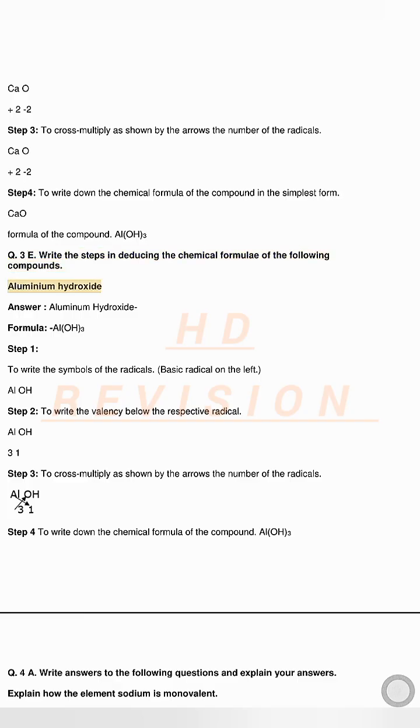Q3. E. Write the steps in deducing the chemical formulae of the following compounds. Aluminium hydroxide. Answer. Aluminium hydroxide. Formula: Al(OH)3. Step 1. To write the symbols of the radicals, basic radical on the left: AlOH. Step 2. To write the valency below the respective radical: Al 3, OH -1. Step 3. To cross-multiply as shown by the arrows the number of the radicals. Step 4. To write down the chemical formula of the compound: Al(OH)3.